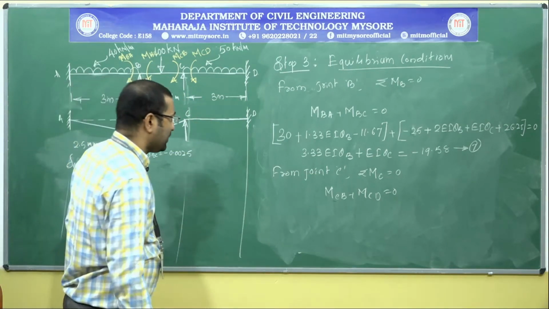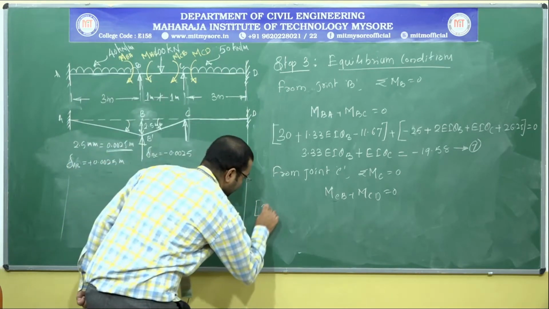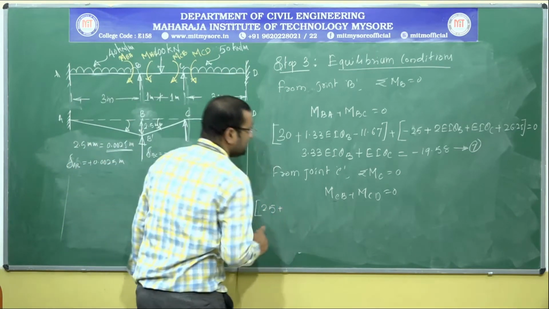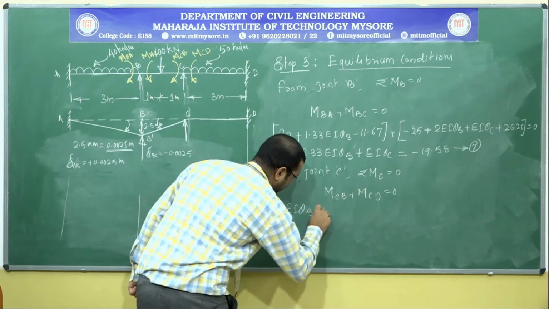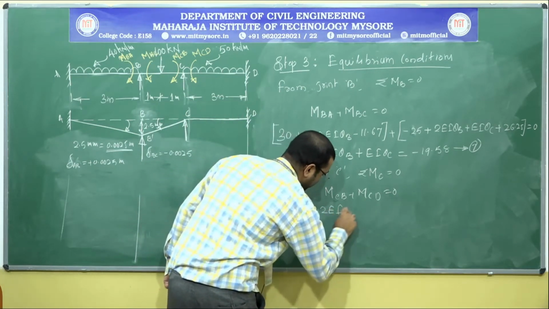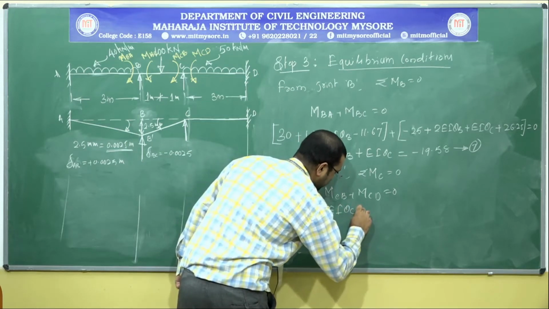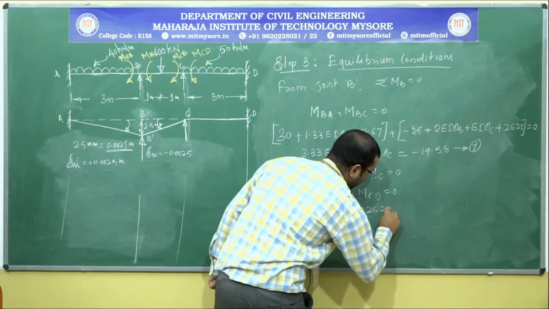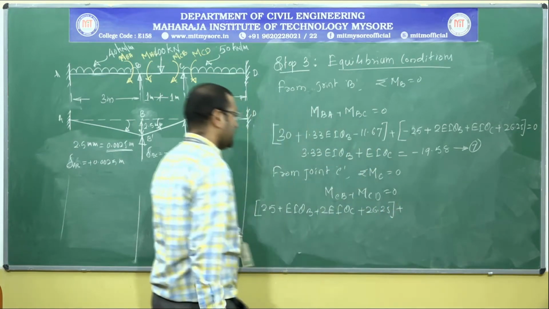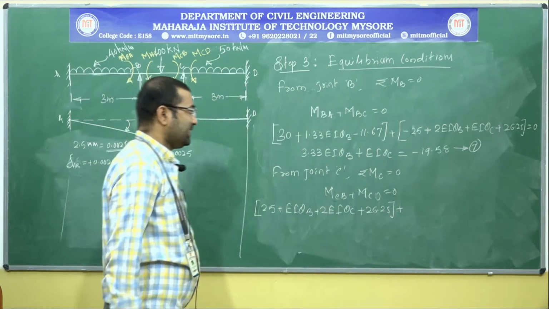Equation number 4 is something like this: it is 25 plus EI theta B plus 2EI theta C plus 26.25. This is the value for MCB, plus MCD.